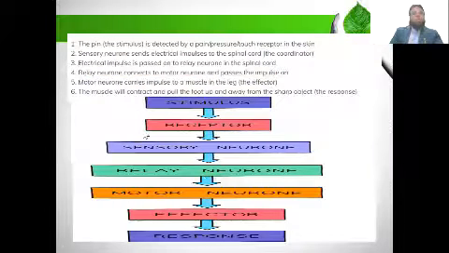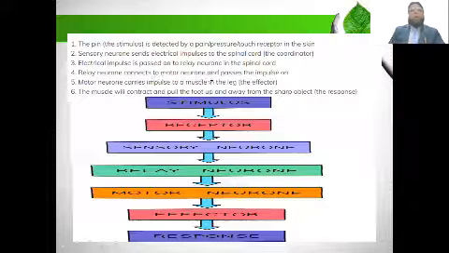Now come to the next one. Here you can see the specific steps. The stimulus, the pin, is detected by a pain, pressure or touch receptor in the skin. The sensory neuron sends the electrical impulses to the spinal cord, the coordinator. The impulse is passed on to the relay neuron in the spinal cord. The relay neuron connects to the motor neurons and passes the impulse on. The motor neurons carry impulses to the muscles in the legs, the effector, because the muscles are the effector.